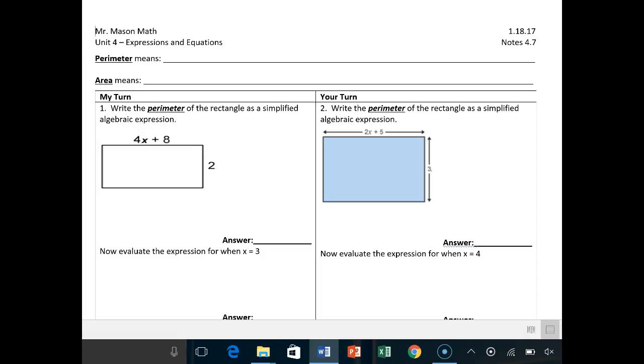I'm going to go ahead and take you through notes 4.7. We're making this the new notes 4.7. The other one was a bad set of notes, so that's why I've asked you to cross it off. So a couple of things right off the bat.